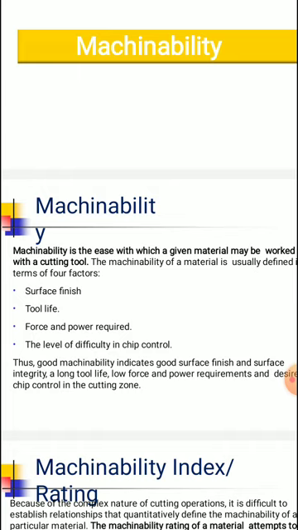Force and power, of course, the requirement of these two factors is less, or it can be said that it is required in low quantity. And of course, the desired level of chip control in the cutting zone. These are the four factors that a material with good machinability has.